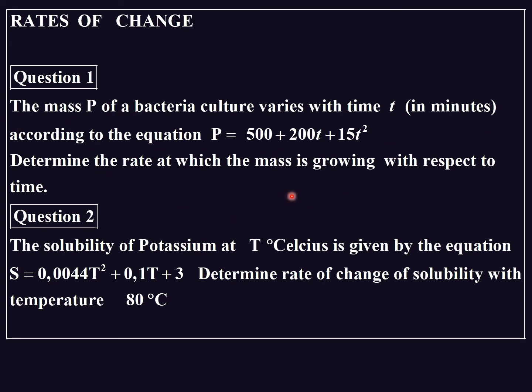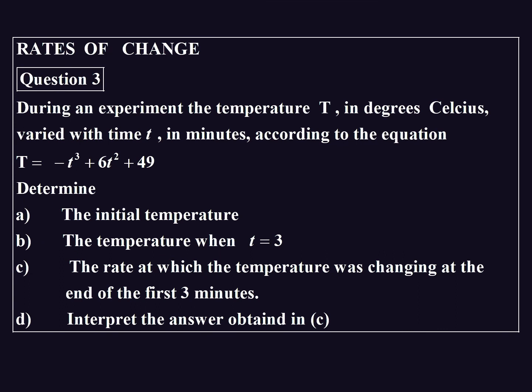There we have an example, and there we say determine the rate. Right? Just the rate, not average rate. Determine the rate of change. Here we say initial. You know what initial means? Determine the temperature when T is 3. Determine the rate when it's changing. And there they want us to interpret.